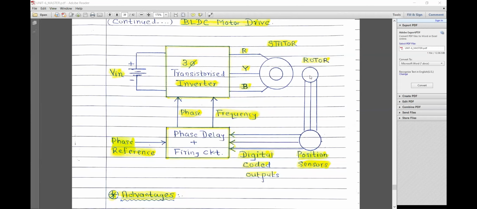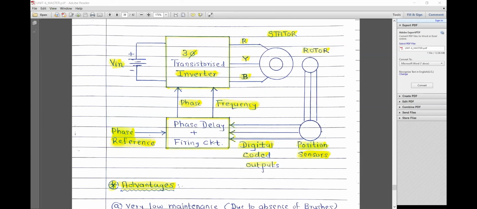And you see a rotor. The rotor has Hall effect sensors, shown down as position sensors. These position sensors will continuously generate zeros and ones depending upon the rotor position, which is called digital coded outputs. These are given to the phase delay and firing circuit, which has a reference phase. Is it clear?